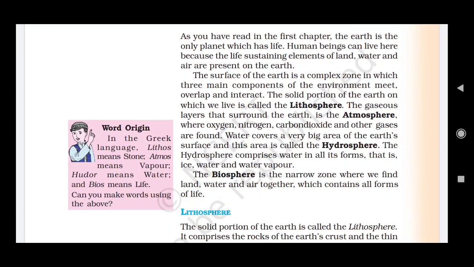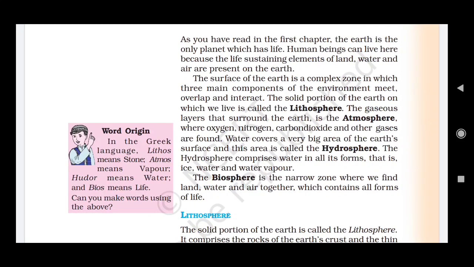The gaseous layer, where oxygen, nitrogen, carbon dioxide and other gases are found, is the atmosphere. Water covers a very big area of the Earth's surface and this area is called the hydrosphere. The hydrosphere comprises water in all its forms, that is ice, water and water vapor. The biosphere is the narrow zone where we find land, water and air together, which contains all forms of life.